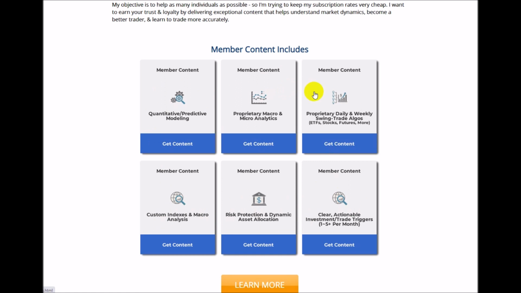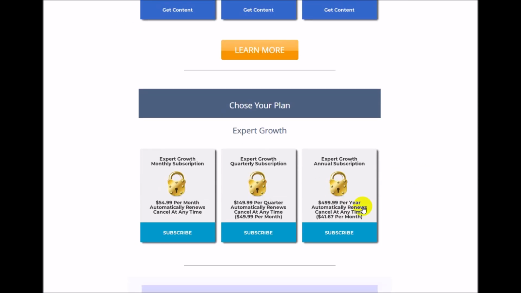But long and short of it, right now, everything you get, quantitative member content, proprietary macro-micro analysis, proprietary daily swing trade analysis, custom index macro analysis, risk protection, asset allocation, and clear actionable trading signals is all included in one simple account. $54.99 a month, which, folks, is about $1.40 a day, versus $41.76 per month for the annual plan, which is about $1.15 to $1.20 a day, and gives you access to all of this.